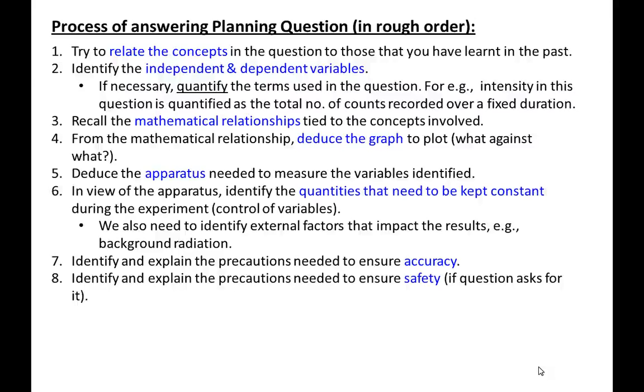In this question, thickness of course needs no quantifying, it's just the thickness. So some things are pretty obvious, but some things you need to translate into a mathematical quantity. From the concepts involved, you try to recall the maths relationships, and then you can turn it into the y equals mx plus c graph, and from that you know what graph to plot. Typically, you try to get a straight line graph. Then from this, the independent and dependent variables, you know what to measure.